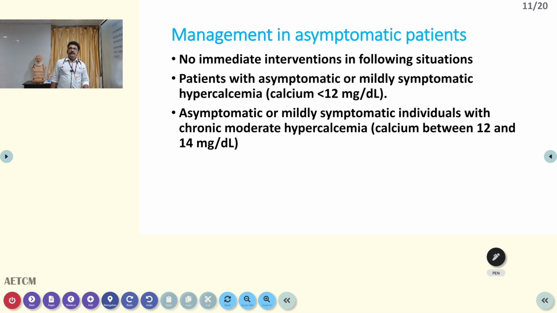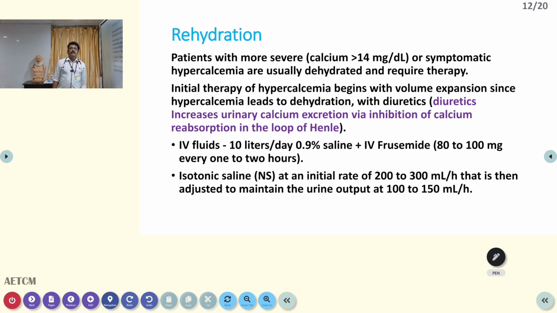Now, how to manage a patient with asymptomatic hypercalcemia? Like many patients, you can see the calcium level may be 12 or 13, but they will not have any symptoms. So no immediate intervention is required in the emergency room. Mostly, their calcium level may be less than 12 milligram per deciliter. And in mildly symptomatic patients, that is calcium of 12 to 14 also, it does not require any acute treatment. You can wait and slowly start the treatment.